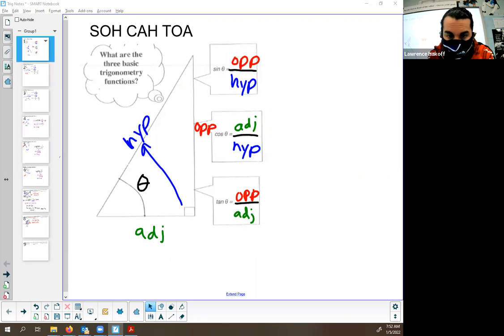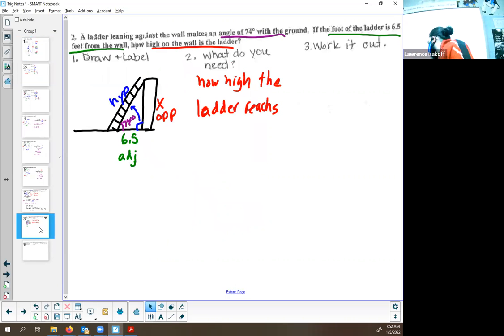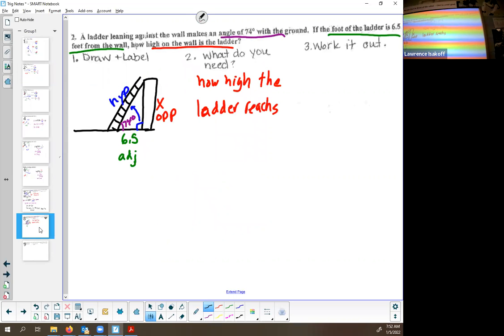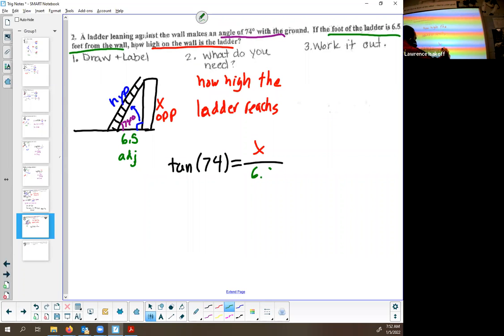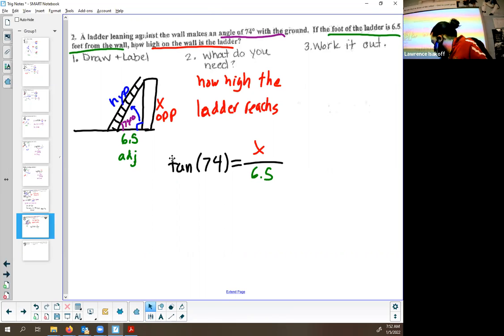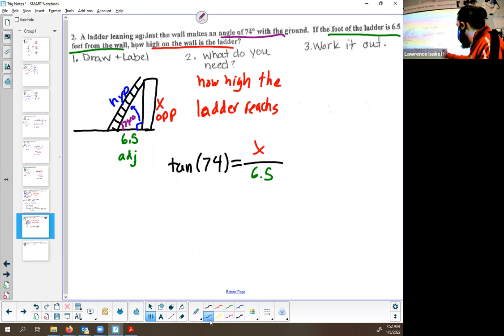So here with this, I don't need to switch windows, I just need to switch slide. So this gives us the tangent of 74 is equal to, now my opposite, that's x, over my adjacent, which is 6.5. Okay? All I have to do now is multiply by what's on the bottom. Multiply by 6.5.